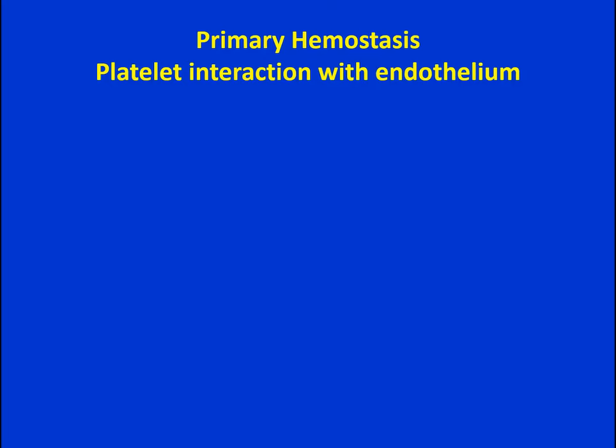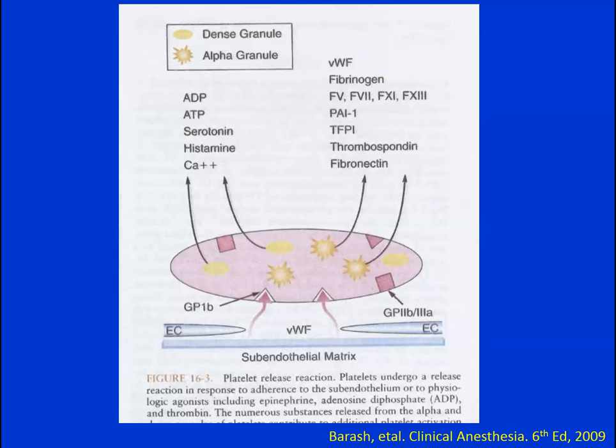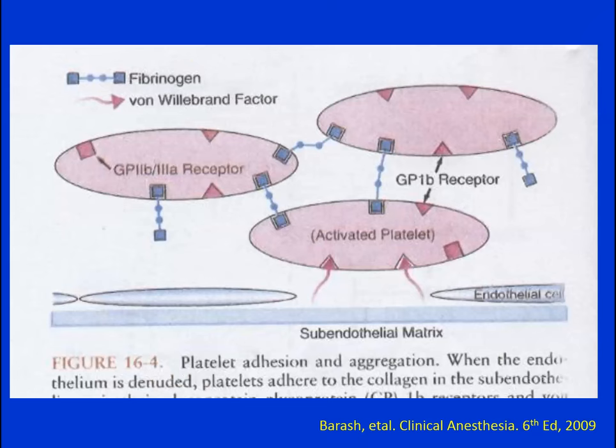Primary hemostasis occurs with the interaction of platelets with the endothelium. And this shows how the platelets are activated to then react via the von Willebrand factor to the subendothelial matrix. This goes into more detail about this interaction of platelets with the subendothelium.